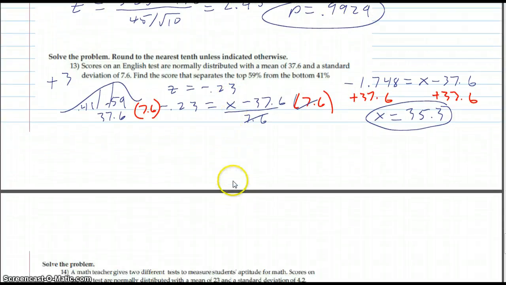On 13, we want to find which score separates the top 59 from the bottom 41. So right here, the bottom 41, if you look that up, that z-score is negative 0.23. So it's not a long ways away from the average. So we know the z-score, we know the average, and we know the standard deviation. We just need to solve for what score that is. So we'll multiply both sides times 7.6, then add the 37.6 over. So a score of 35.3 would be the cutoff for the 41st percentile.